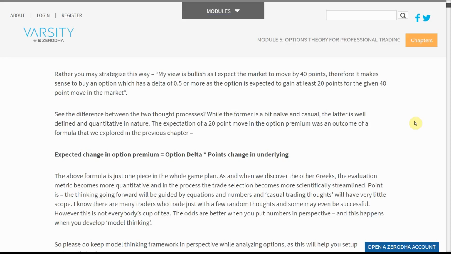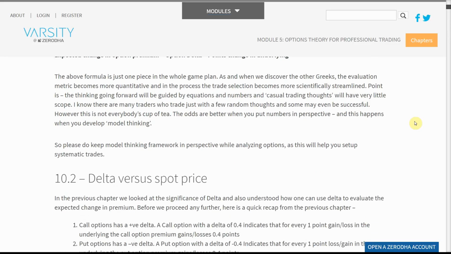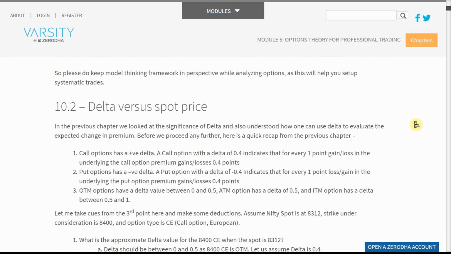I know there are many traders who trade just with a few random thoughts, and some may even be successful. However, this is not everybody's cup of tea. The odds are better when you put numbers in perspective, and this happens when you develop model thinking. So please do keep the model thinking framework in perspective while analyzing options, as this will help you set up systematic trades.